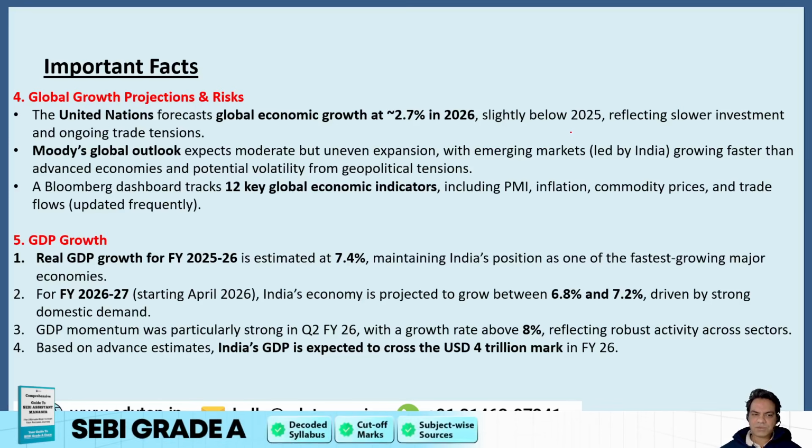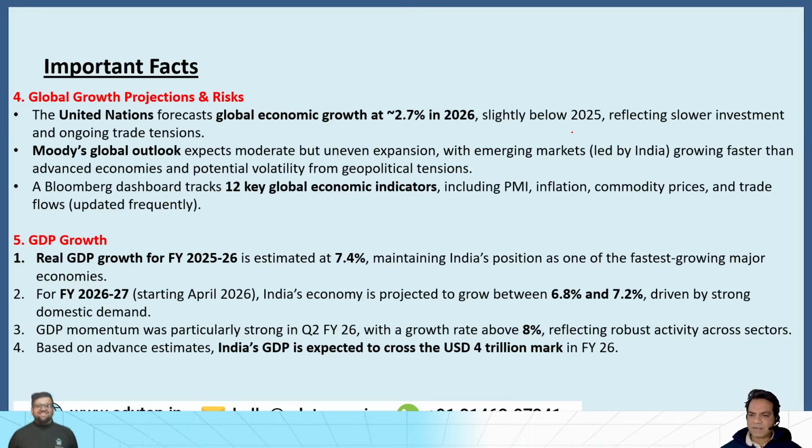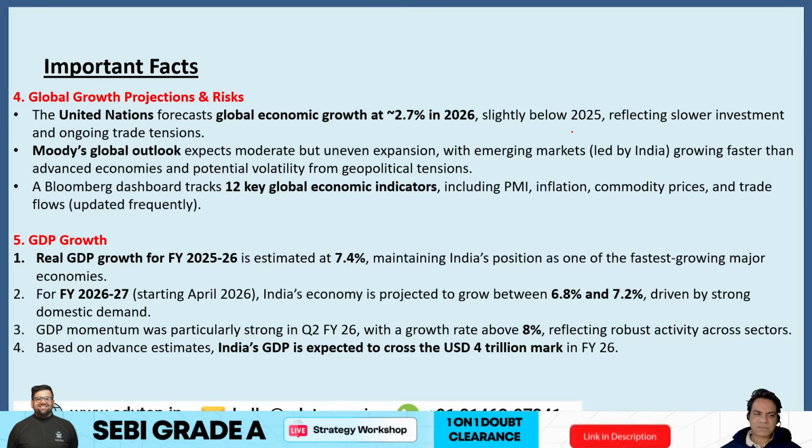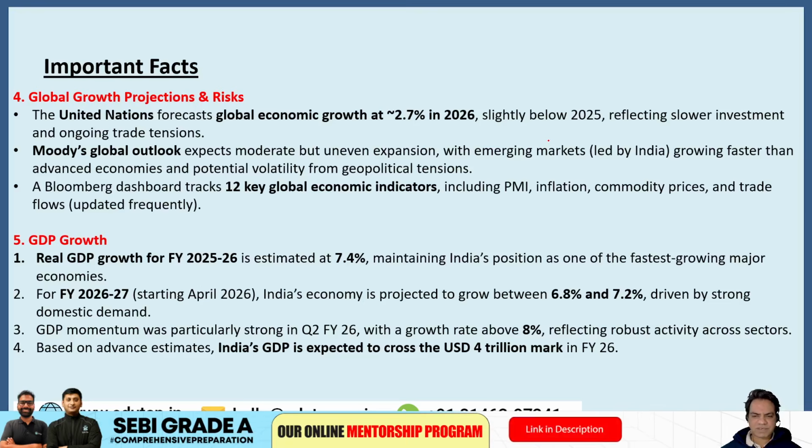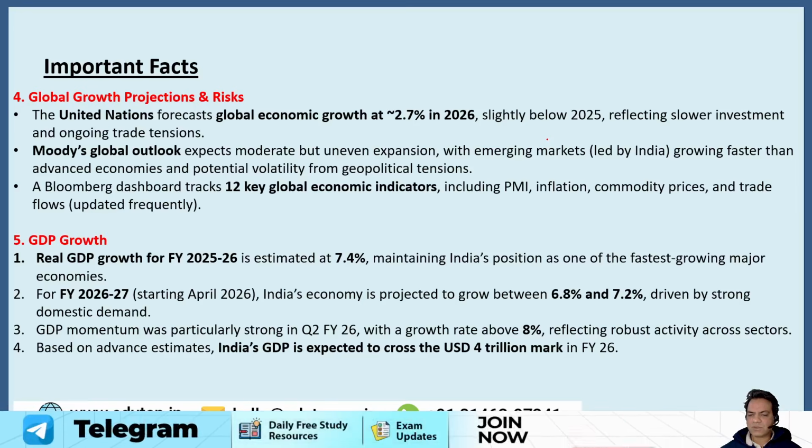A Bloomberg dashboard tracks 12 key global economic indicators, including PMI, inflation, commodity prices, and trade flows, which are updated frequently. Now, what about GDP growth? Real GDP growth for fiscal year 25-26 is estimated at 7.4%, maintaining India's position as one of the fastest growing economies. For fiscal year 26-27, India's economy is projected to grow between 6.8 and 7.2. This is from the economic survey which was given yesterday, right, driven by strong domestic demand.